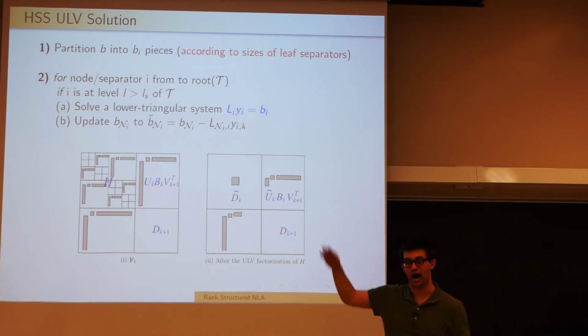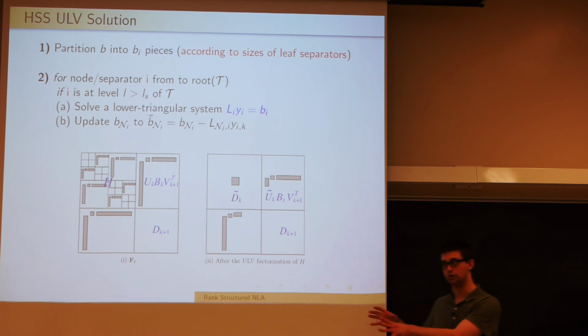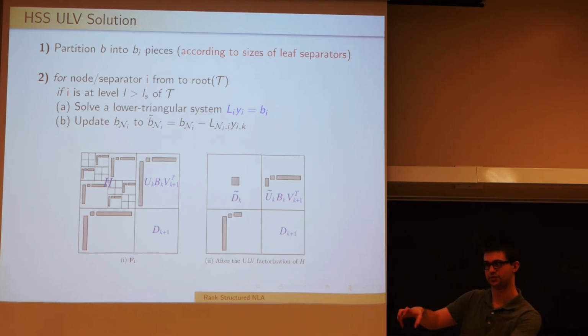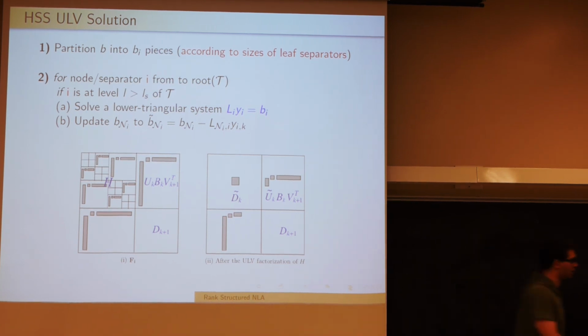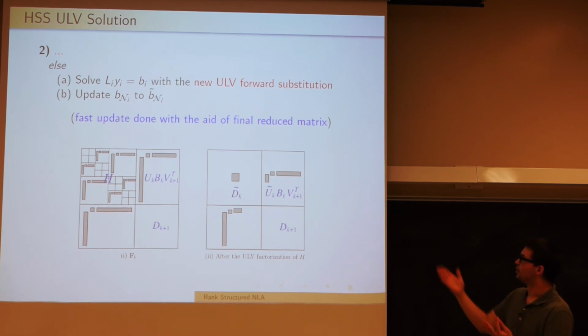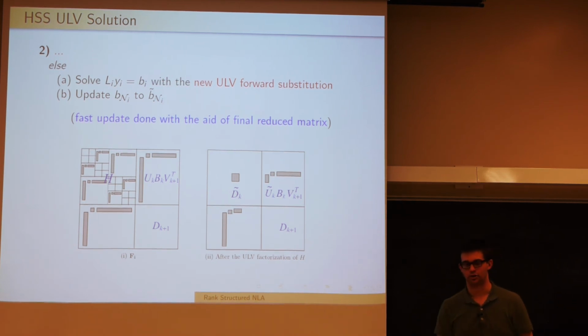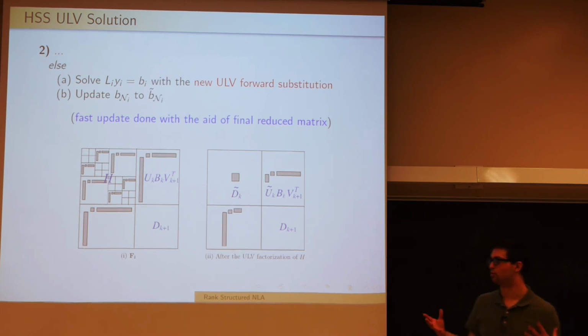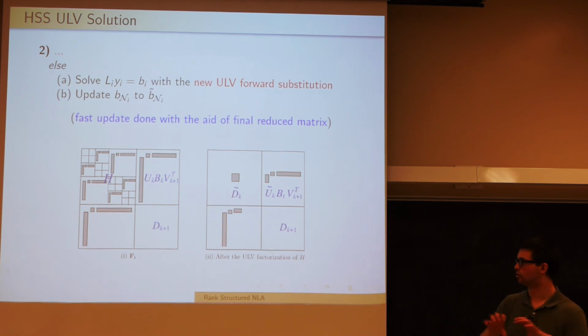Okay, so that's what we do with the higher levels. Does that make sense? It's the same as LU solve, except we also have to do these updates for the lower matrices. And then down at the bottom, we just use ULV forward substitution. And the fast update can all be done in terms of reduced matrices. This is more direct because we're below the switching level.